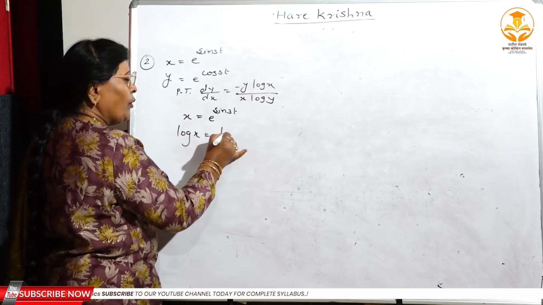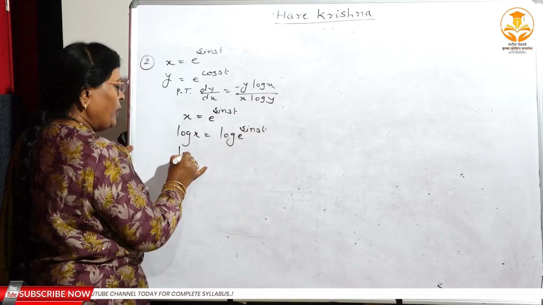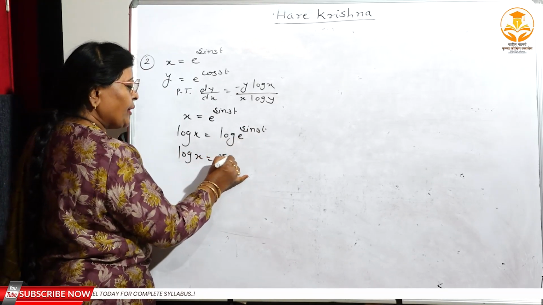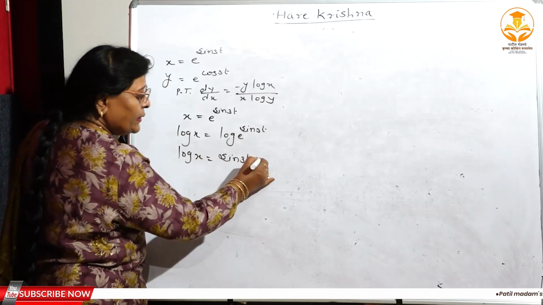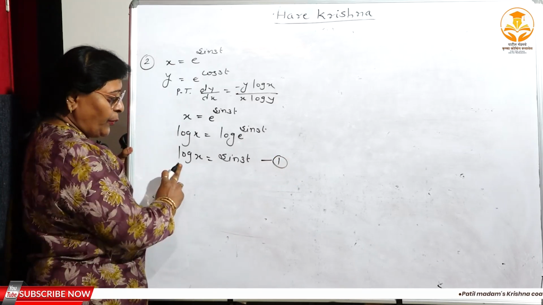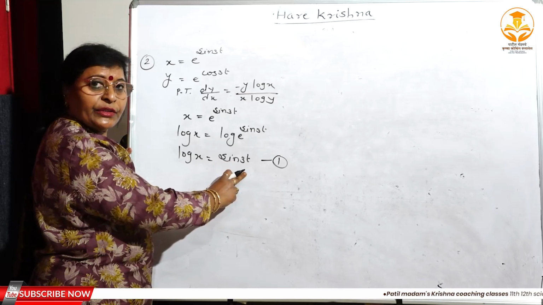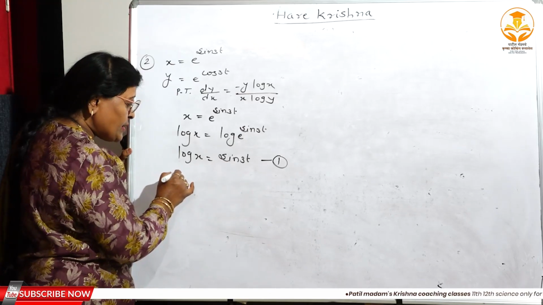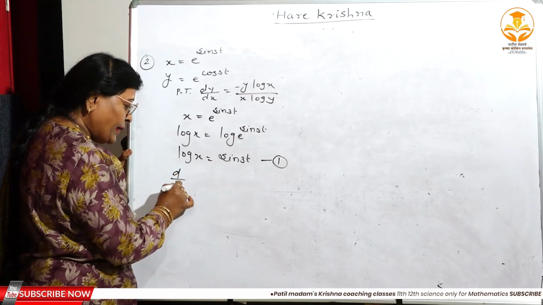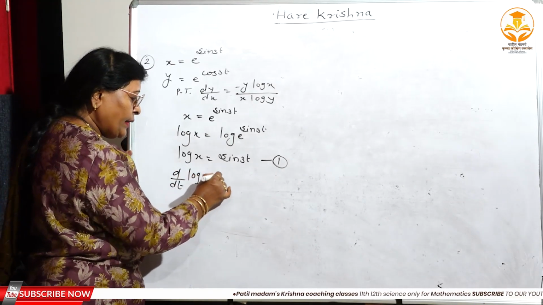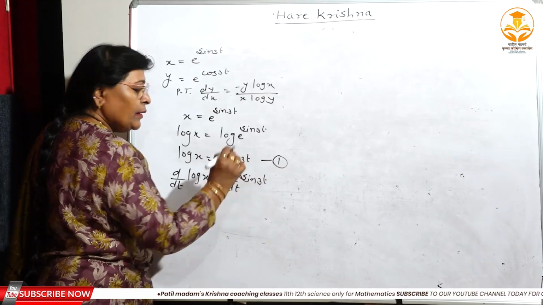Log of x is equal to log of e to the power sine 3t, isn't it? Again log x, here sine 3t, and log e, it is nothing but what here? 1. And this is number 1. Now if you observe this, x is the function of t, therefore differentiate with respect to t. Therefore you have to consider here, don't write directly the derivative, you have to write like this, d by dt of log x, and here d by dt of sine 3t, right?